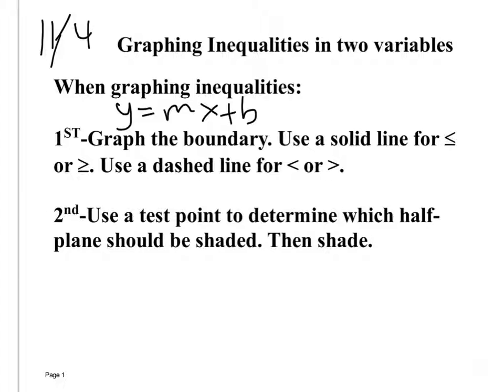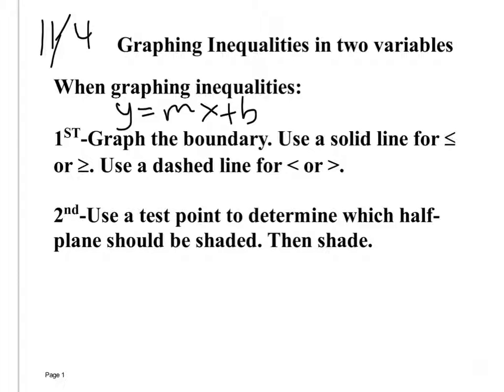The second step is to use a test point to determine which half plane should be shaded. You do not use a point on the line. Use a point somewhere on one side of the plane or the other. If the test point makes the inequality true, then that's the side you shade. If it's not, then you shade the other side.